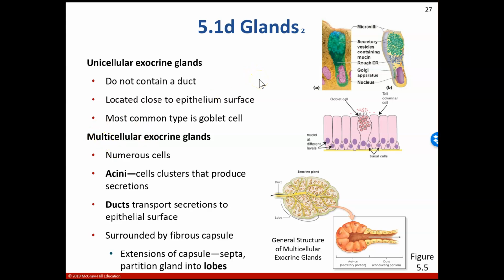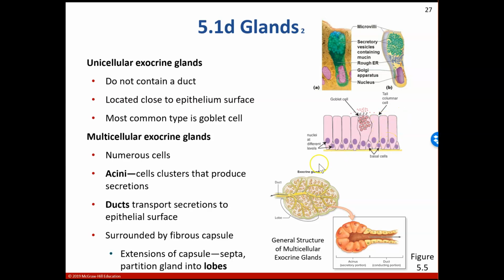So our unicellular exocrine glands actually don't contain a duct. They're going to be located close to the epithelium surface. The most common type is that goblet cell that we were talking about previously. So you could see that it has secretory vesicles here that contain the contents. In this case, it's mucin. And then it'll send that mucus out onto that apical surface of the other epithelial cells.